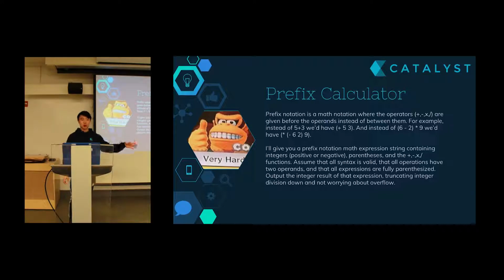In prefix, you have the operator before the operands. So it looks like plus 5, 3. And you can nest them together like in the example up there. Instead of the quantity 6 minus 2 times 9, you'd have times, parentheses, minus 6, 2, close parentheses, and then a 9. So this might seem similar to something that you may have seen depending on who you took discrete math with.